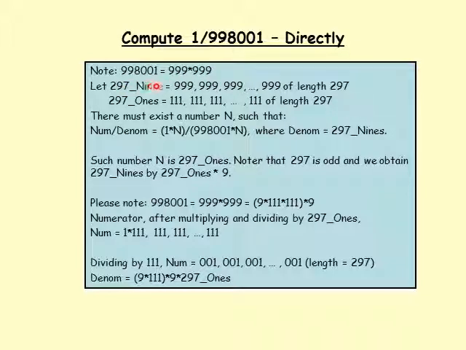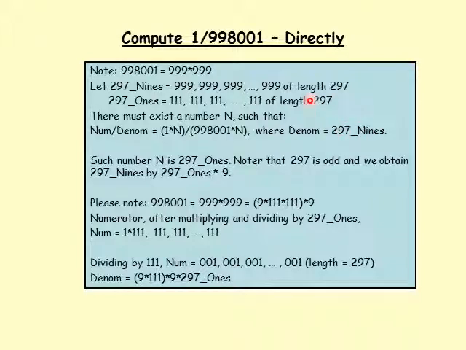One is 297 nines, which is a sequence of nines of length 297. Another is a sequence of ones of length 297. We know that 1 over 998,001 is a recurring number, and the fractional equivalent of recurring numbers has a sequence of nines. So there must exist a number n such that when I multiply and divide 1 over 998,001 by n, 1 times n in the numerator and 998,001 times n in the denominator, this denominator must be a sequence of 297 nines.